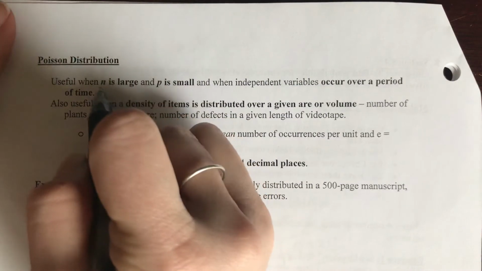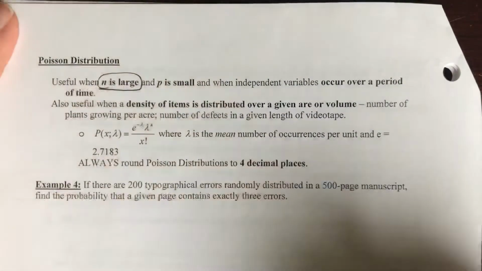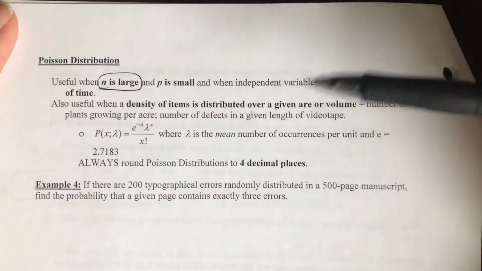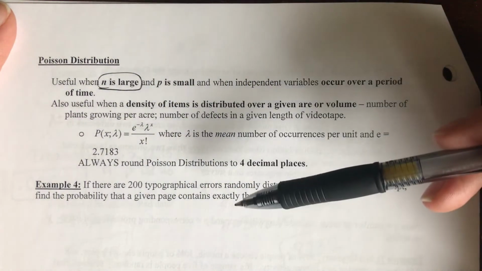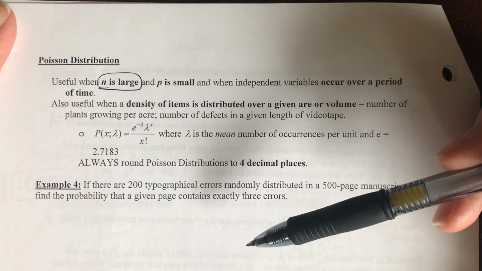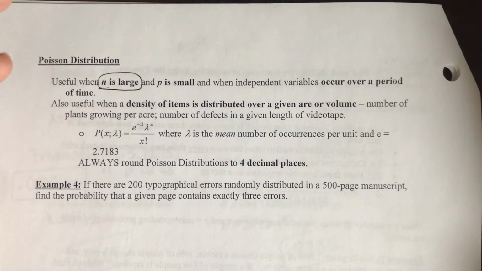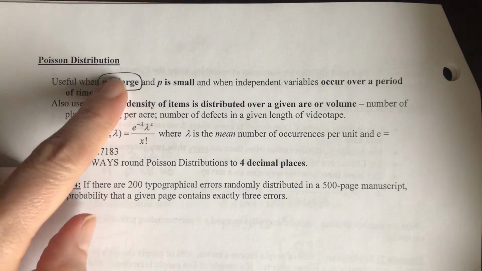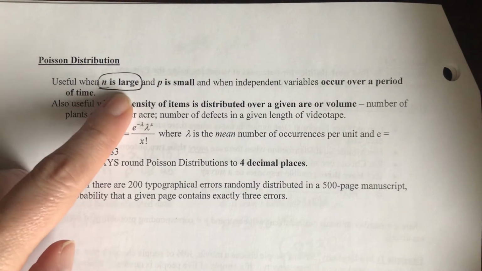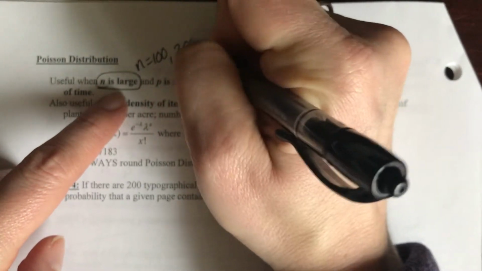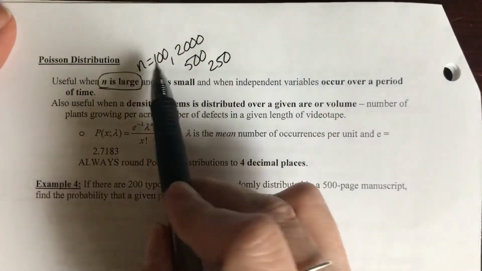The first is when you have a large sample size. You probably want to make a note to yourself, this is going to seem very similar to the binomial distribution. You're going to have success and failure again, but the big change is that you can have a large sample size, like we're talking n is 100, 2,000, 500, 250, something big. You're going to have a big sample size.